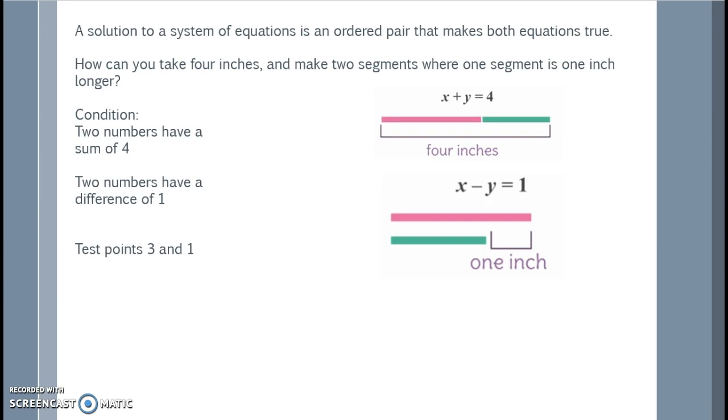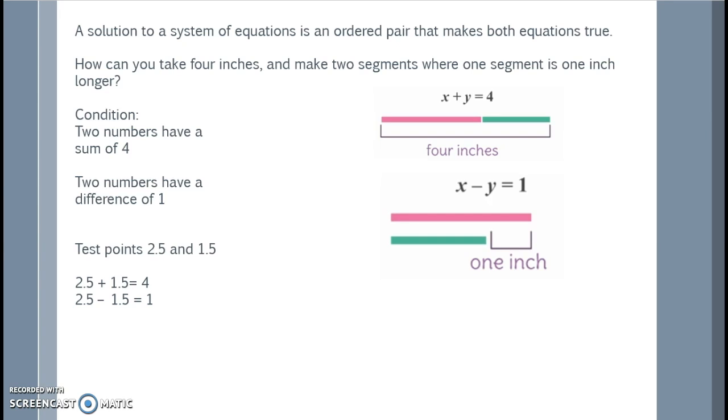Let's try our test point 3 and 1. So when I plug 3 and 1 in as my test points, 3 plus 1 is 4, but 3 minus 1, when I take the difference, is equal to 2. So those won't work. Let's try 2 and 2, because I know 2 plus 2 is 4, but 2 minus 2 is not 1. So maybe let's try a decimal.